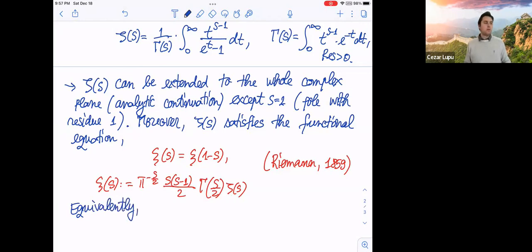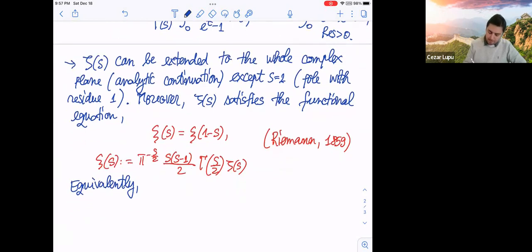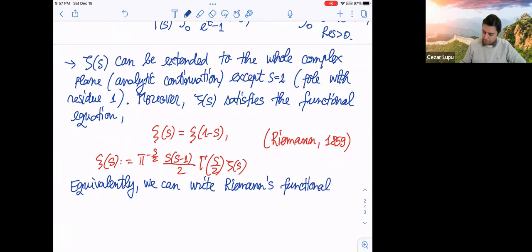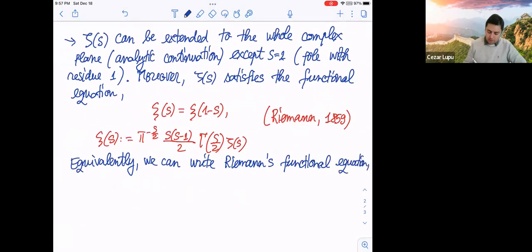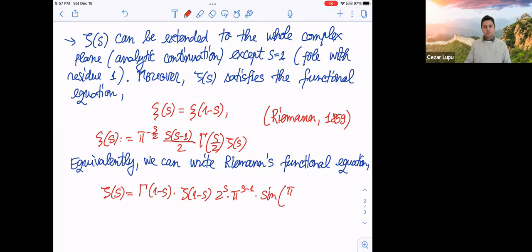It is given implicitly, but equivalently, if you want to use the Euler reflection formula or the Legendre duplication formula for the gamma function, you can write the functional equation in the following way. Zeta of s is gamma of one minus s times, if I remember, zeta of one minus s, times two to the s, times pi to the s minus one, times sine of pi s over two. And you will see this is important because this holds for real part of s less than one.